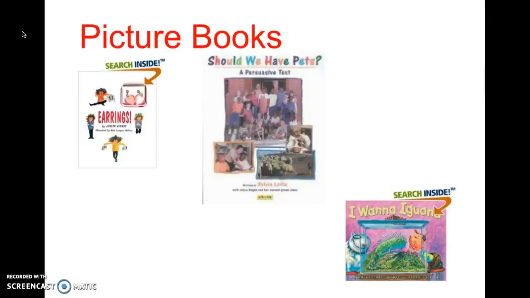And then there's several different types of picture books that are persuasively based. Earrings is about this little girl who wants to get her ears pierced and wants different earrings. So think of that also. There's all sorts of picture books out there as well that the author is taking a stance on, or has a character within the book that's trying to convince parents or somebody else to do something.